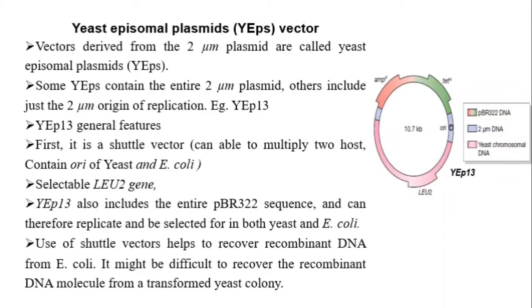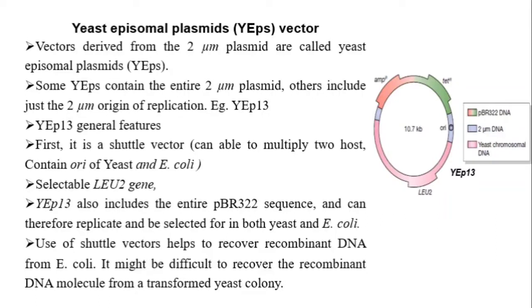In the YEP13 vector, the LEU2 gene is the selectable marker. And this YEP13 also includes the entire pBR322 plasmid sequence, and can therefore replicate and be selected in both yeast and E. coli. That's why it can multiply, and we can select for it, in both yeast and E. coli.